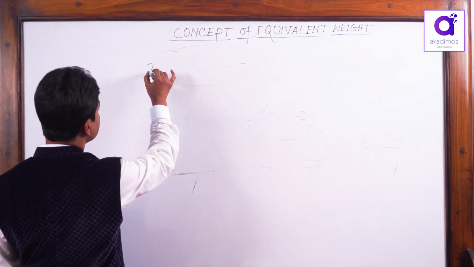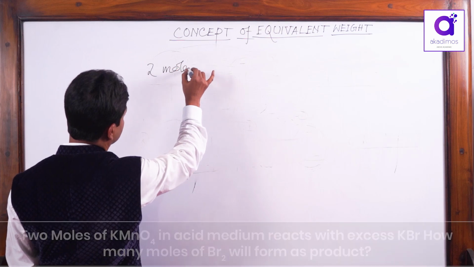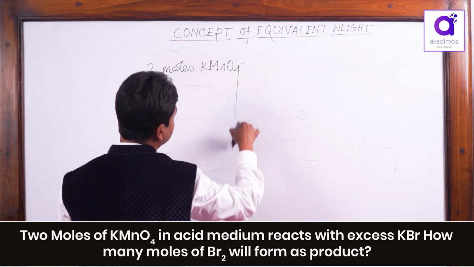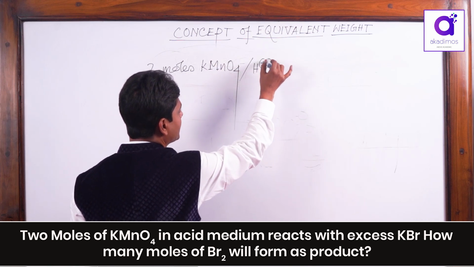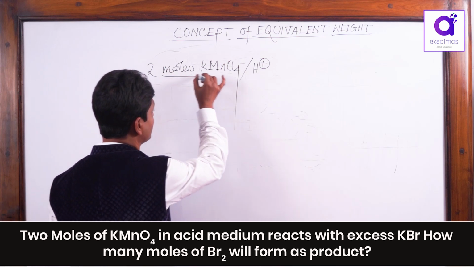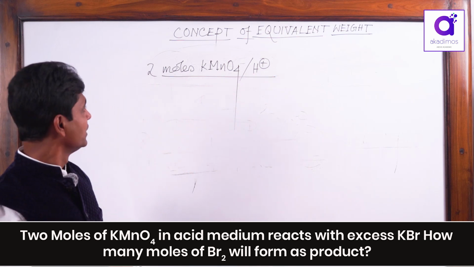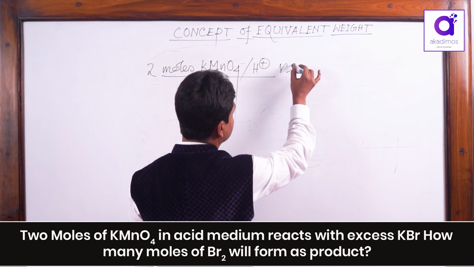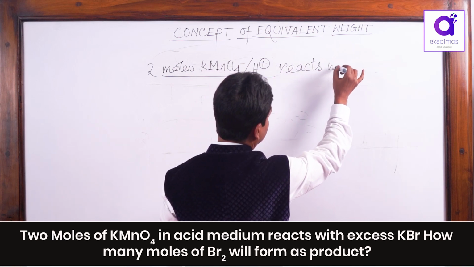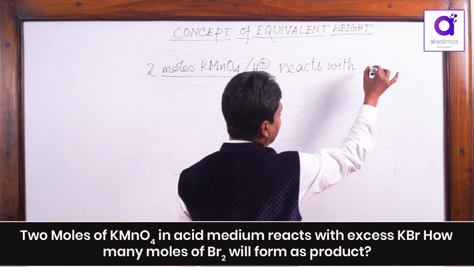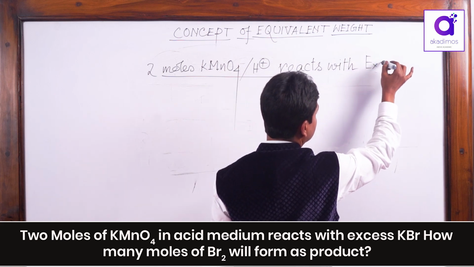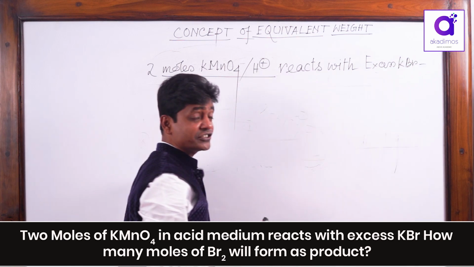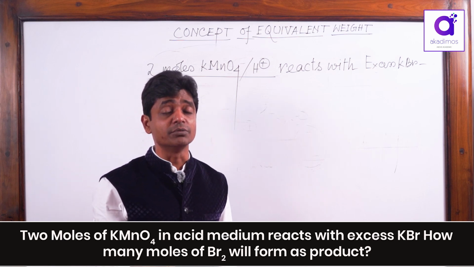Here, 2 moles of KMnO4 in acid media. See now how I will solve it within 1 minute or 30 seconds. 2 moles of KMnO4 in acid media reacts with excess KBr here. The question is, how many moles of bromine will be formed as product?